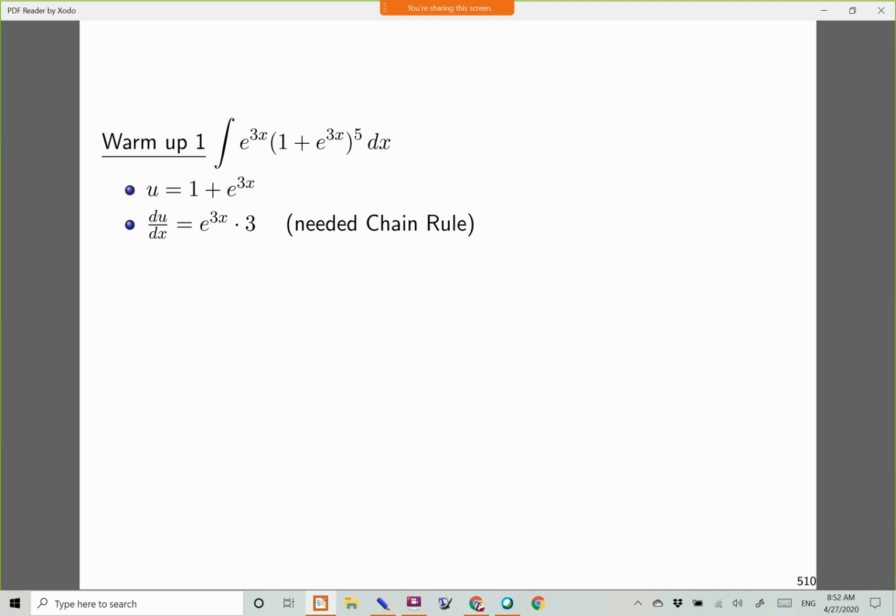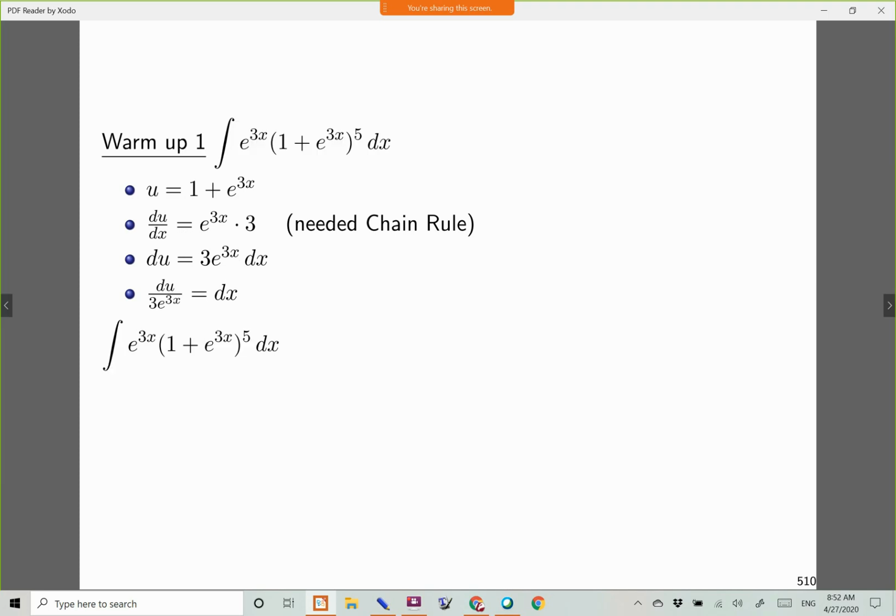Once you've computed the derivative of u and you've written this as du over dx, this is the stage at which we need to solve for dx. The first step that you always do to solve for dx is multiply by dx on both sides, because dx is in the denominator currently. So multiply both sides by dx and you have du is equal to 3e to the 3x times dx. And then to solve for dx here, we divide on both sides and have du over 3e to the 3x equals dx. Okay, so we've got our pieces here.